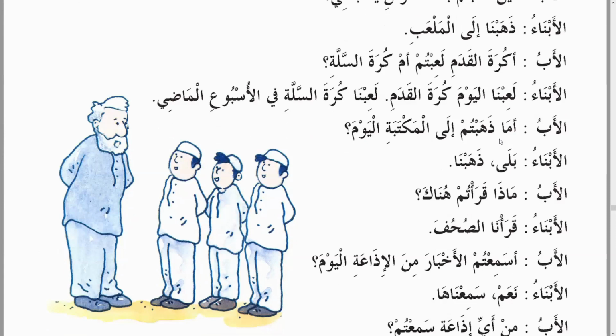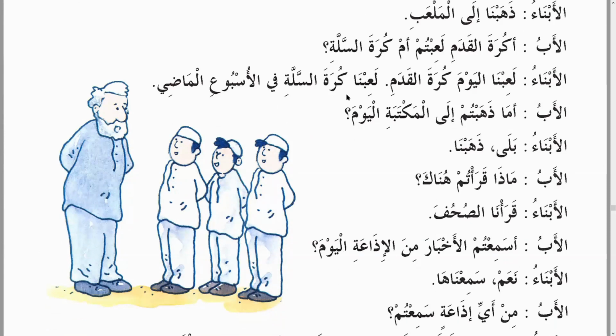The father says, أما ذهبتم إلى المكتبة اليوم. Didn't you all go to the library today? Bala. So we learned last time, right? Bala means, if it's a negative question, ama dhahabtum, negative, right? With fi'l madi, generally we'll have ma to negate, right? Ma dhahab means he did not go. Right? Ama dhahabtum ila al-maktabati al-yawma. Didn't you go to the library today? Bala dhahabna. Yes, we went.